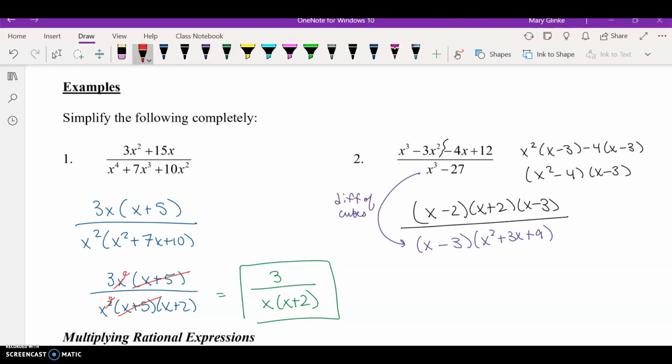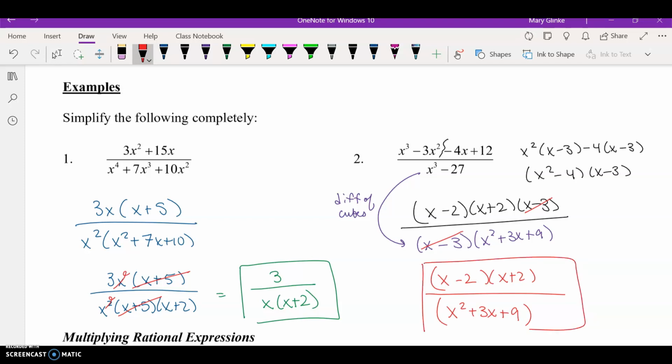And now we can reduce out common factors, the x minus 3s. So we would get x minus 2 times x plus 2, over x squared plus 3x plus 9. This denominator here would never factor once you use your difference of cubes. So this would be our reduced answer.